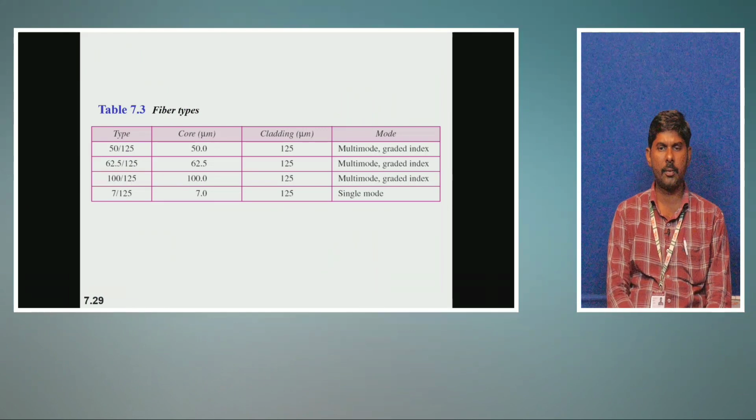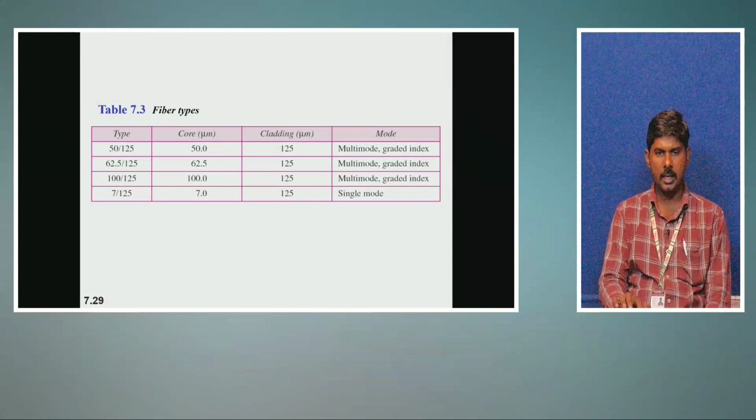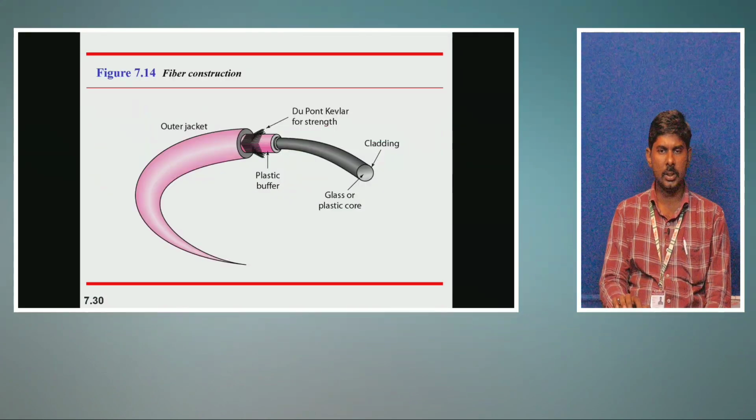So these are the different types of optical fiber cable, with core thickness, cladding thickness, and the mode and type. Okay. So for example, see the type 50 by 125, what is 50? Core thickness, and cladding thickness is 125 micrometers, which is multi-mode graded index. The first three are multi-mode graded index, the last one is single mode. So this is how an optical fiber will look.